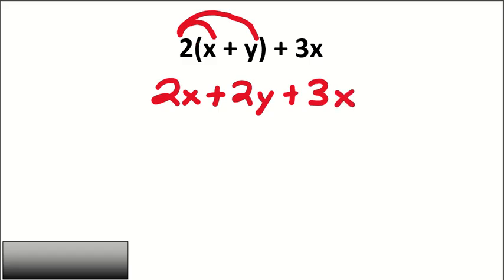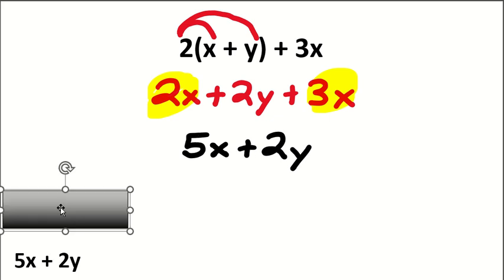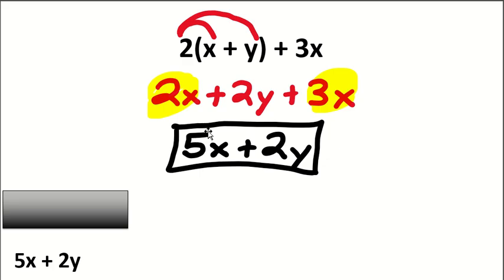And this looks a lot more manageable because I can highlight the things that are alike. If I have 2 x's and I get 3 more x's, I now have 5 x's increased by 2y. Boom. And with any luck, we did it correctly. Yes, 5x plus 2y.